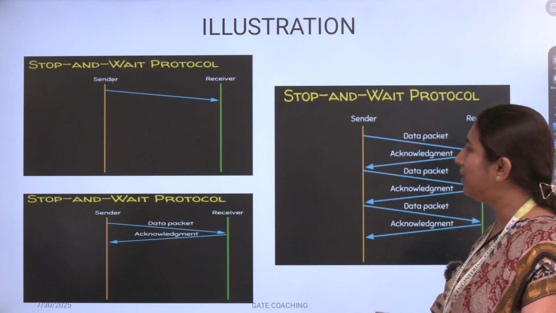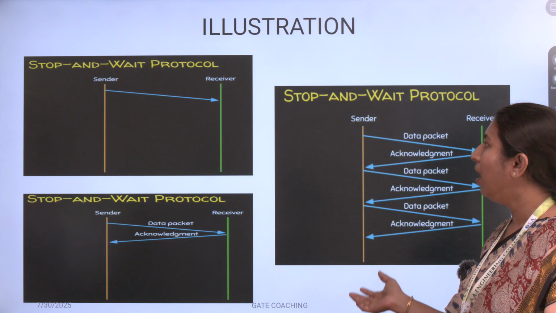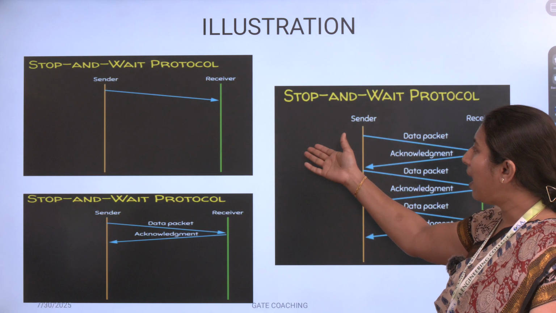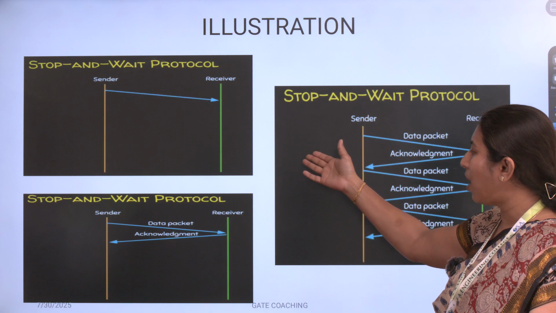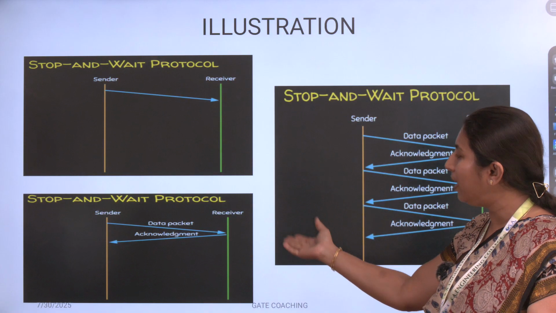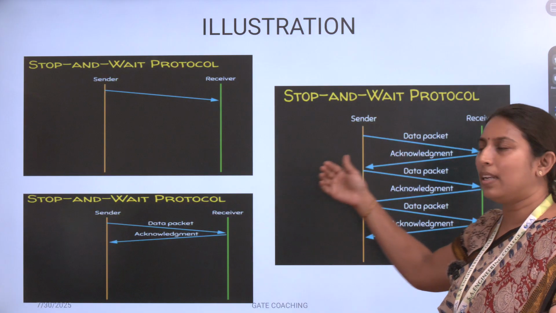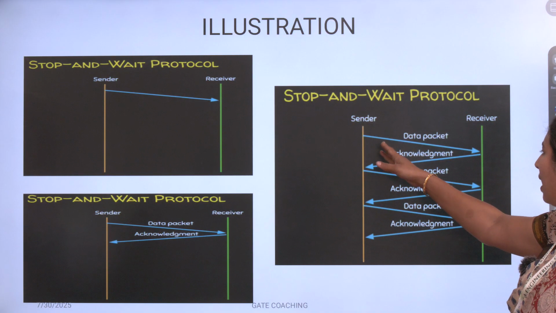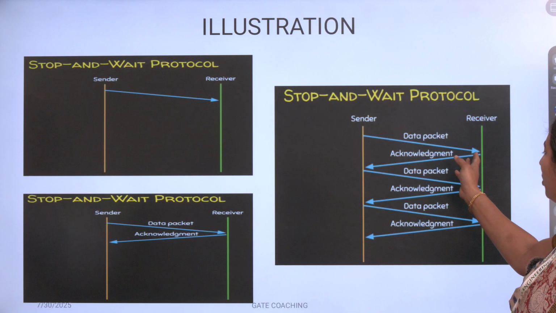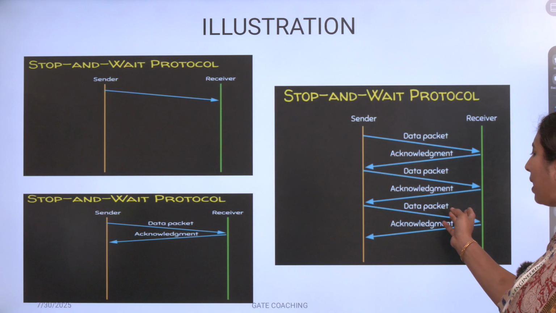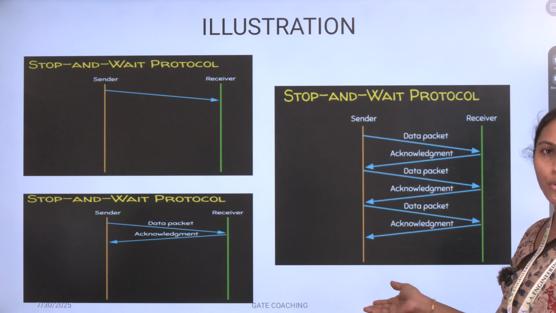This is the illustration for the stop and wait protocol. The sender will be sending the packet to the receiver. After consuming the packet, the receiver will process it and give the acknowledgement. Only after it receives the acknowledgement from the receiver will the sender send the other packet. Like this, the data packet is sent to the receiver, and after it gets the acknowledgement, the sender sends the next packet. This is how the stop and wait protocol works.